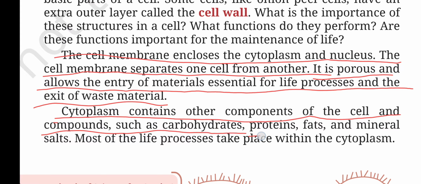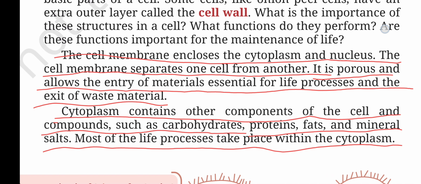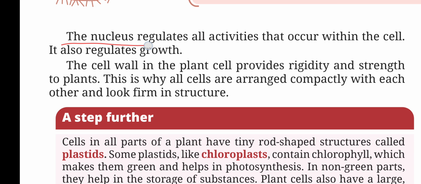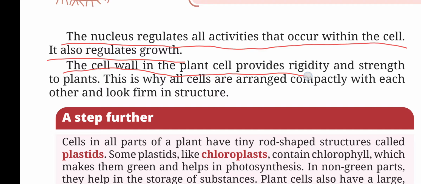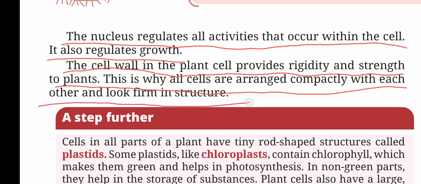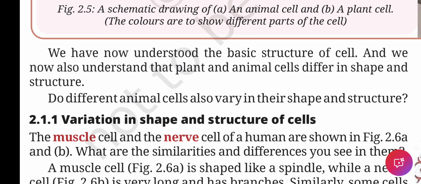Cytoplasm contains other components of the cell and compounds such as carbohydrates, proteins, fats, and minerals, salts. Most of the life processes take place within the cytoplasm. The nucleus regulates all activities that occur within the cell. It also regulates growth. The cell wall in the plant cell provides rigidity and strength to plants. This is why all cells are arranged compactly with each other and look firm in structure.